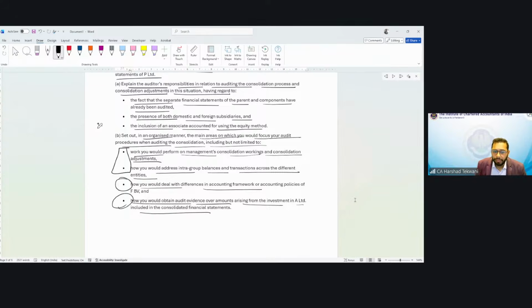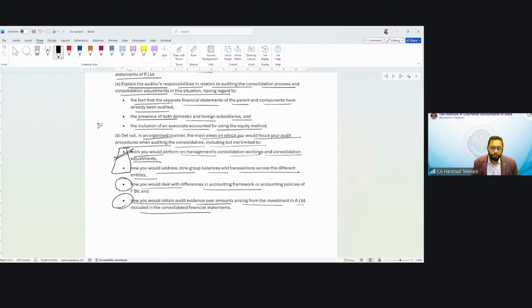How would you perform? And this is very important, because it covers everything. If you do this, it covers everything. How would you perform work on management's consolidated working and consolidated adjustment, what will you do? If you have to audit the management's consolidated workings and adjustments, what will you do? This alone can be a 5 marks question.